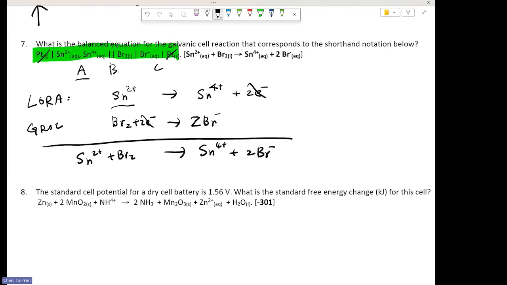So this is a simple case, but things can get more complicated, right? If the electrons produced by your anode are not the same as for your cathode, then you multiply by some factors. If that happens, you're going to see the coefficient change in front of all your species that you have here. So that's how you solve question number 7.